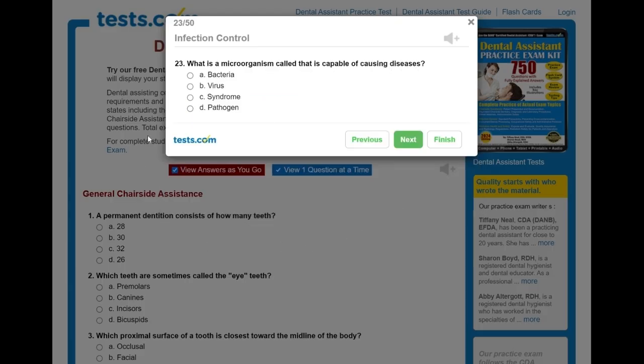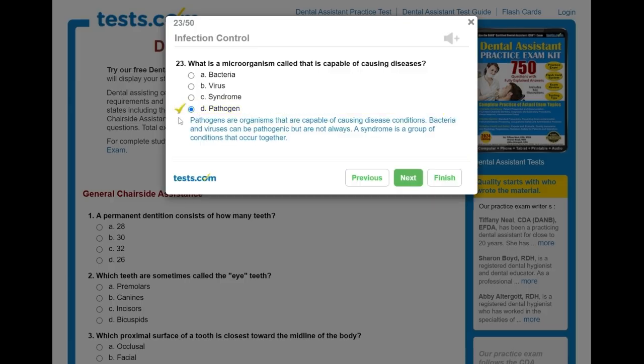Question 23. What is a microorganism called that is capable of causing diseases? A. Bacteria. B. Virus. C. Syndrome. D. Pathogen.